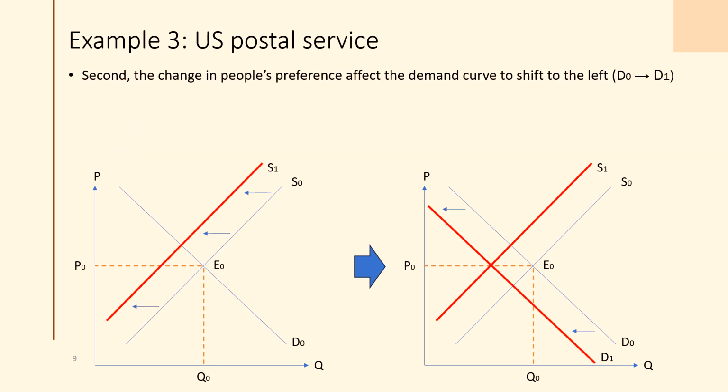Second, people are increasingly using email, texting, and social media instead of traditional mail. This is a change in preferences, which affects demand. As a result, the demand curve shifts to the left from D0 to D1. So in this example, both supply and demand decrease at the same time.